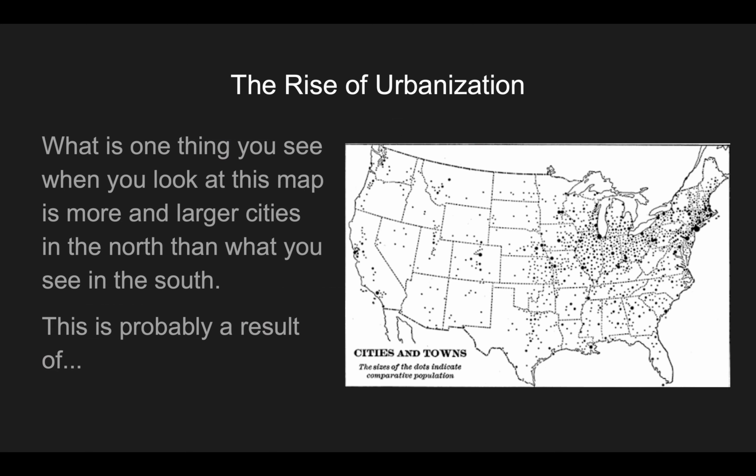This contributes to the rise of urbanization. What is one thing you see when you look at this map? One thing you see when you look at this map is you see more and larger cities in the north than what you would see in the south. Okay? I want you to type in the next little part here. What is this a result of? This is probably a result of what?